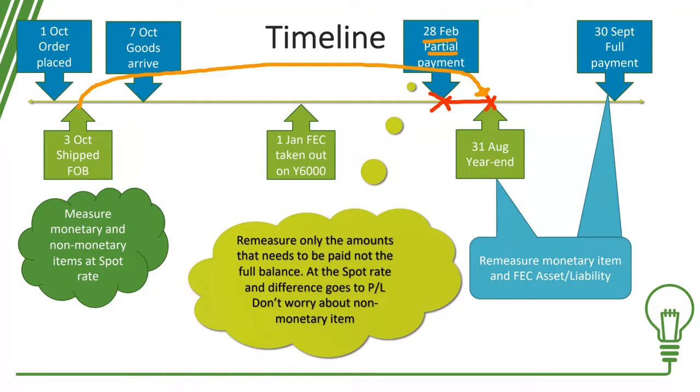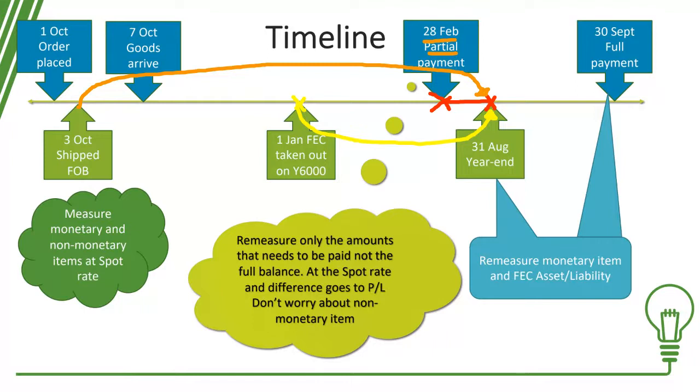Everybody understand? We're taking that 6,000 from transaction date to year end, right? So that's the rates that we're going to use. For the FEC, we created the FEC on the 1st of Jan, so the FEC is going to go from the 1st of Jan to year end. But remember, for the FEC, we're not going to use the spot rate. We have to use the forward rate, right?